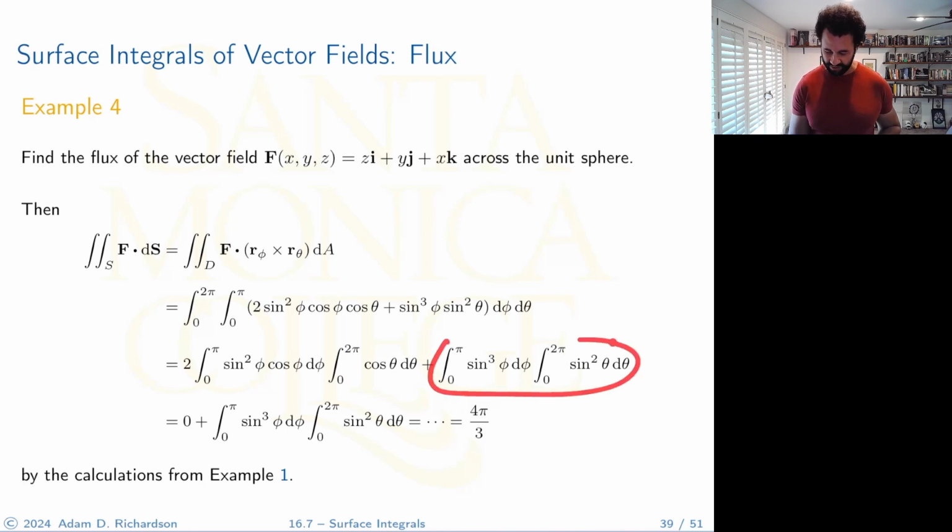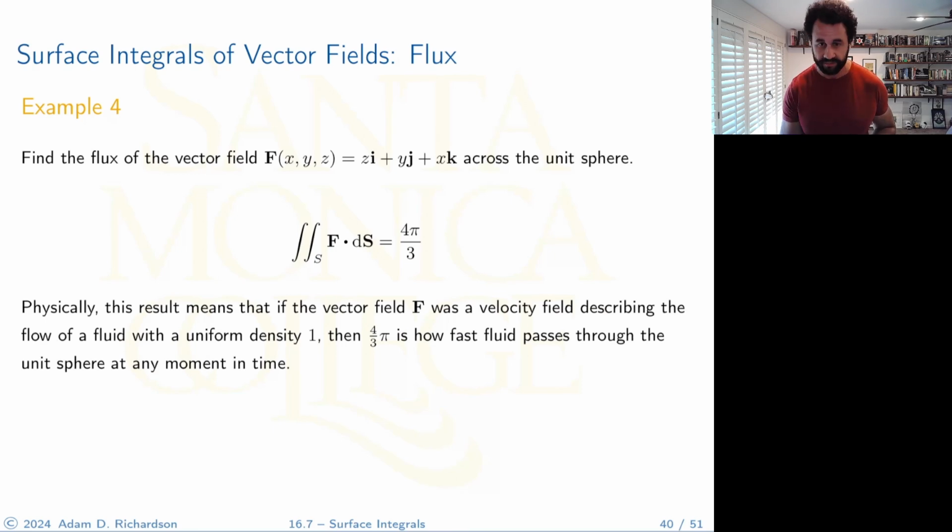So now all we're left with are these two integrals, and these ones we actually computed earlier as well, so we don't need to redo those calculations, and you should get 4 pi over 3 in the end. That's it. Cool stuff. Just to hammer home what is going on here.